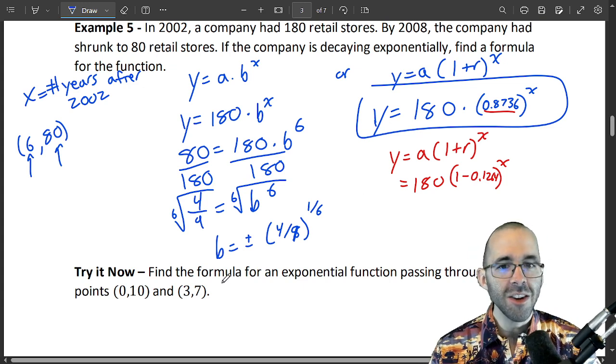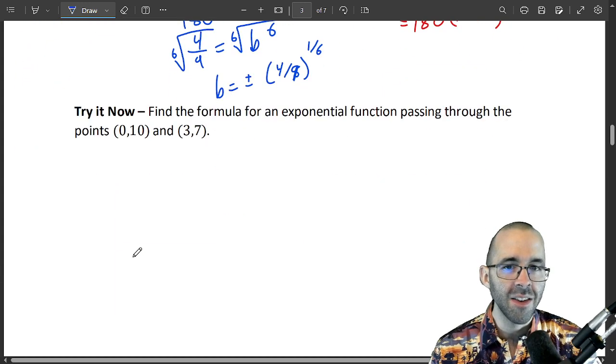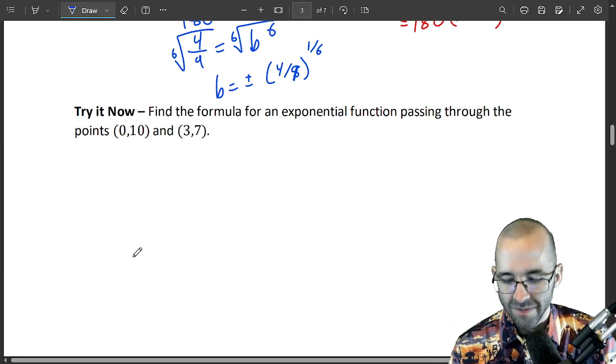So that's pretty much this. Try to do the same thing for this next example. Try it now. Pause the video and let's see if we get the same thing.